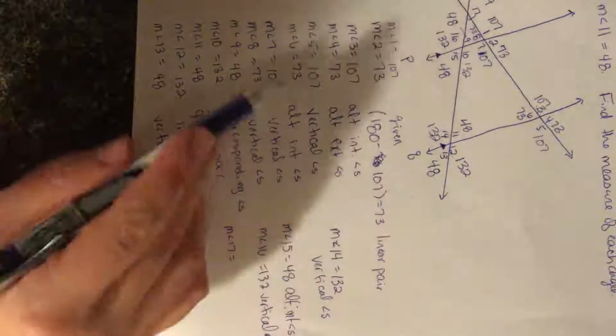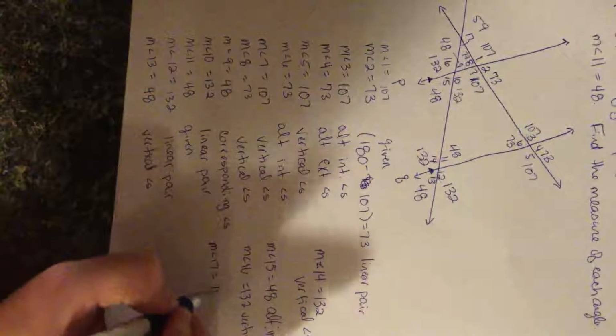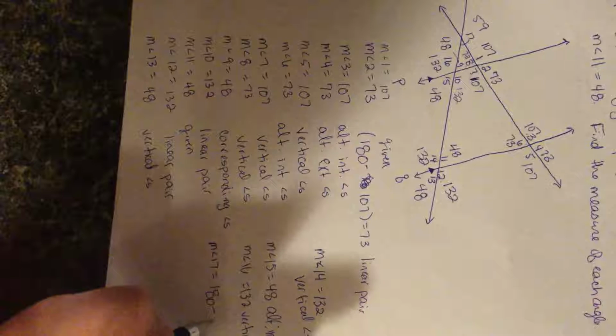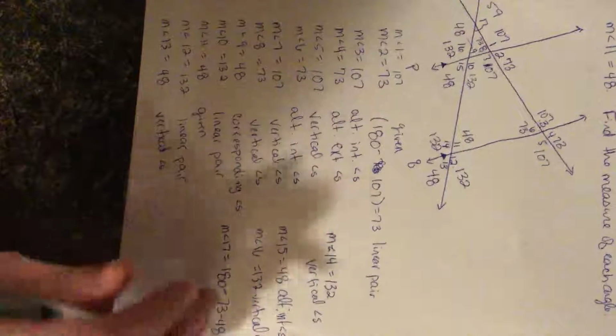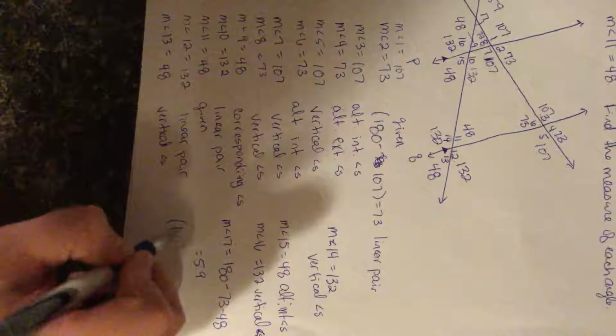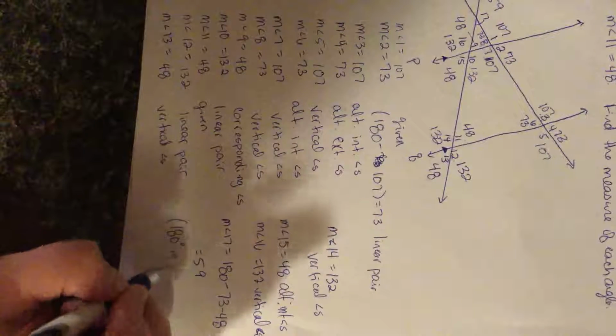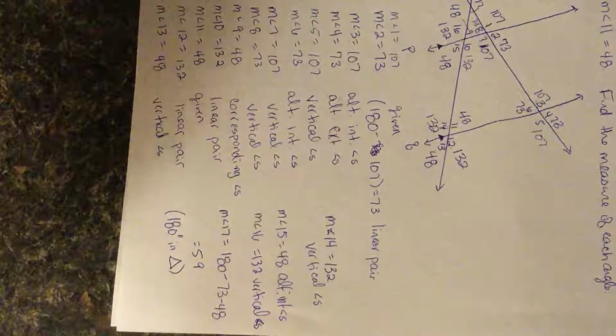And then the measure of angle 17 we got because the degrees in the triangle have to add up to 180, so we did 180 minus 73 minus 48, which gave us 59. So 180 degrees in a triangle. So that takes care of all of those.